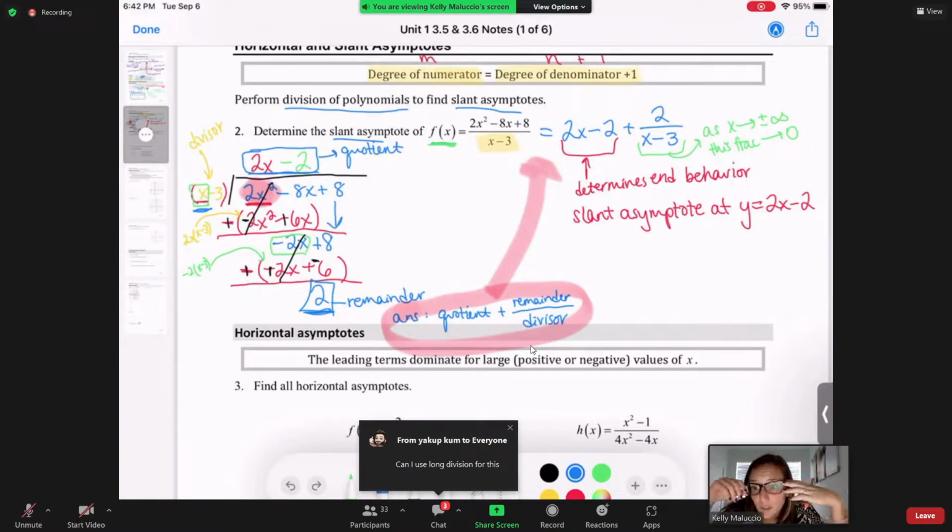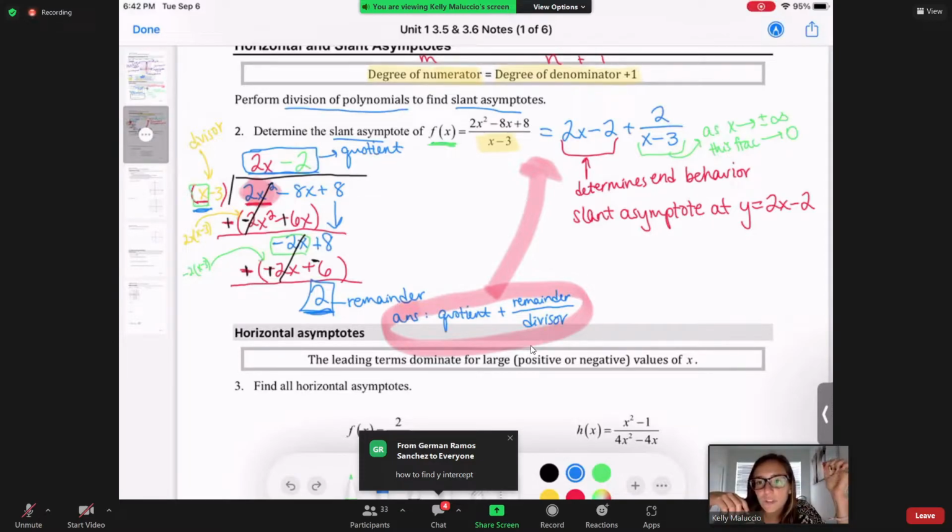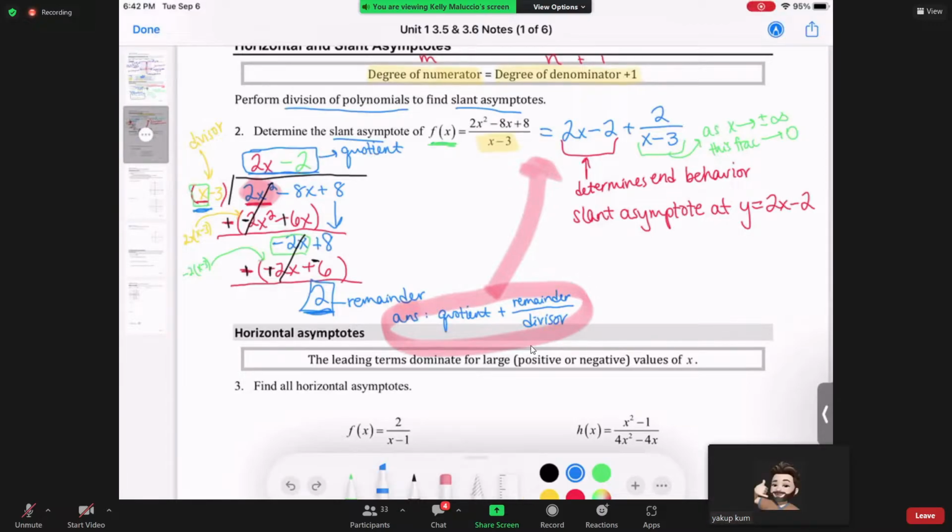Can I use long division for this? Yeah. Isn't this long division? Is that not what we did? So Jakob, correct me if I'm wrong, but I just think you're writing for the polynomial just numbers without the x's. Oh, I see. So yes, you just have to make sure, Jakob, that you add the x's back into your answer, right? But yes, you can absolutely use that little trick for this.